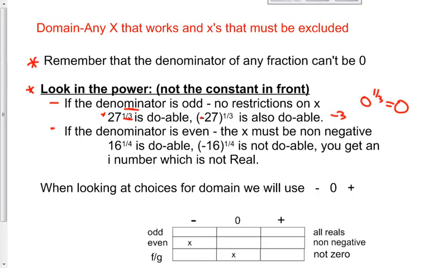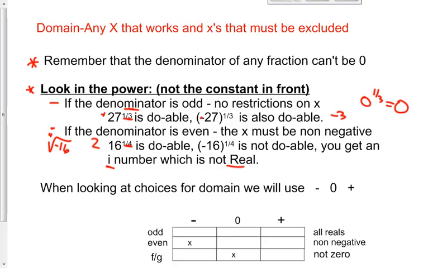So for instance, if I take an x number like 16 and do 16 raised to the 1/4, 1/4 being my even number, look in the fraction denominator, 16 to the 1/4, that's doable. My answer is 2. But if I try to do negative 16 to the 1/4, negative 16, the 4th root of, I can't find a number that multiplies together 4 times and gives me a negative 16. There'd be an i value involved there, and i values are not real numbers.